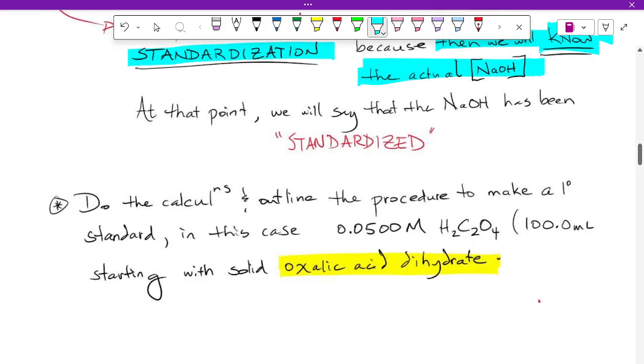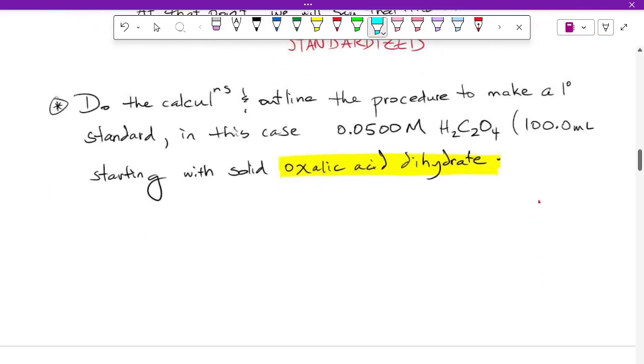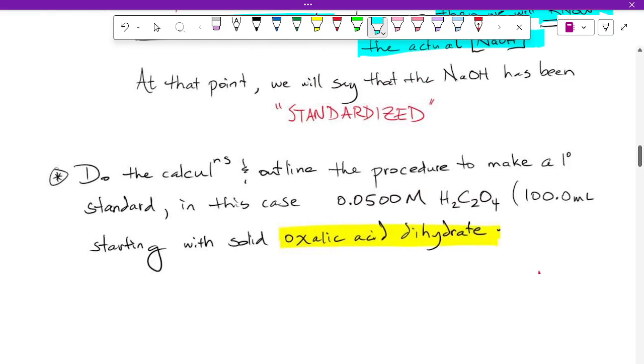What I would like you to do right now, and you might need some extra paper to do this on, is do the calculations, because you're going to be doing this in a lab next week. I need you to figure out how to make 100 milliliters of 0.05 molar H2C2O4, starting with solid oxalic acid dihydrate. Off you go.